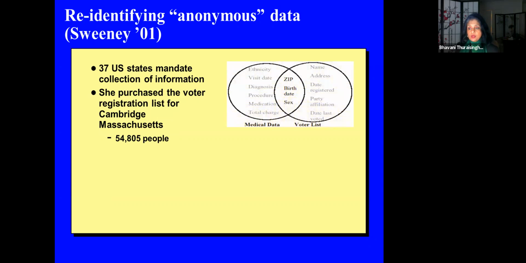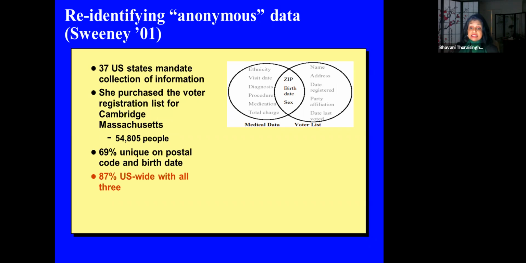And you have medical data: ethnicity, visit, diagnosis, procedure, medication, and total charge. And the voter list: name, address, date registered, party affiliation, date last voted. Then the intersection is zip, birth date, and gender. That's the intersection. Both sets of data have something in common. So 69% are unique on postal code and birth date, and 87% US-wide with all three.